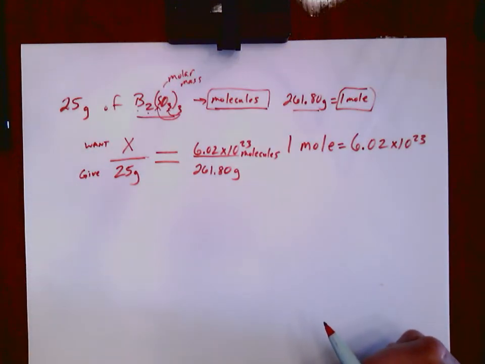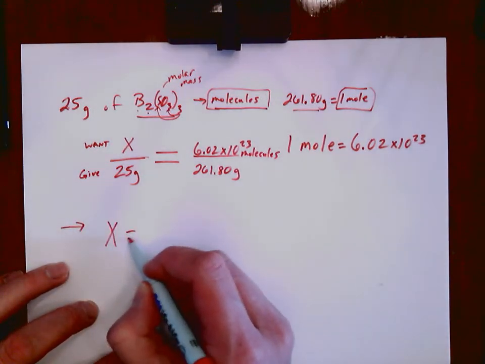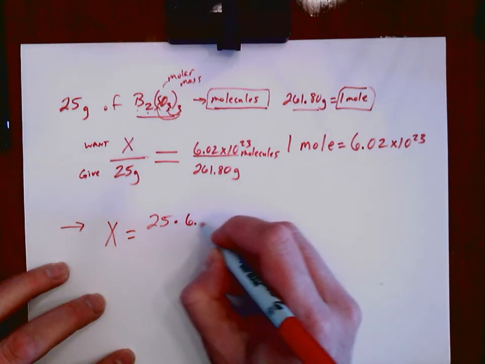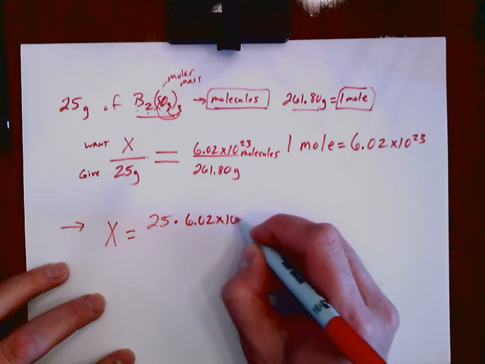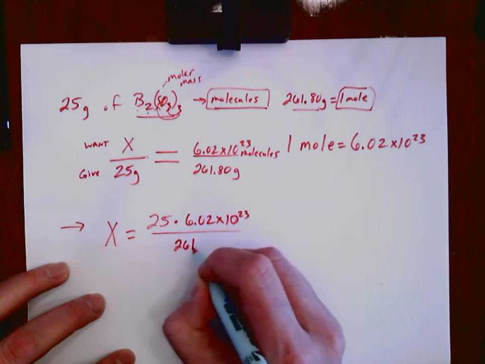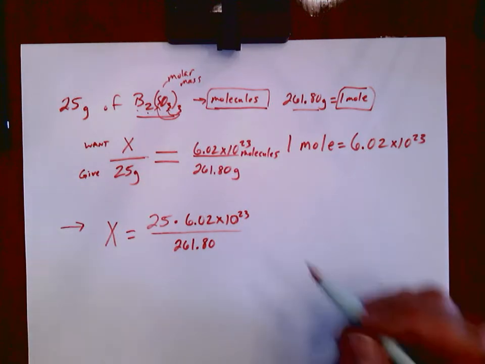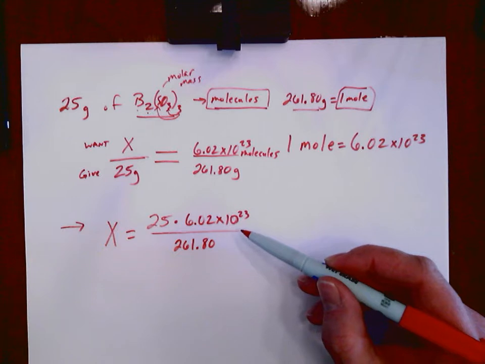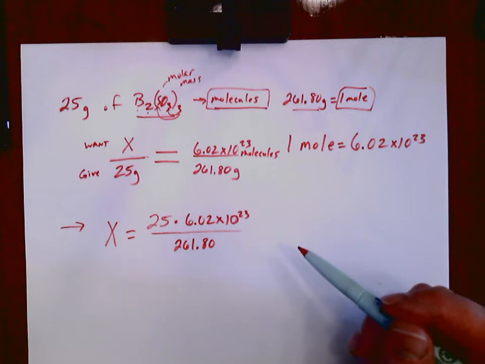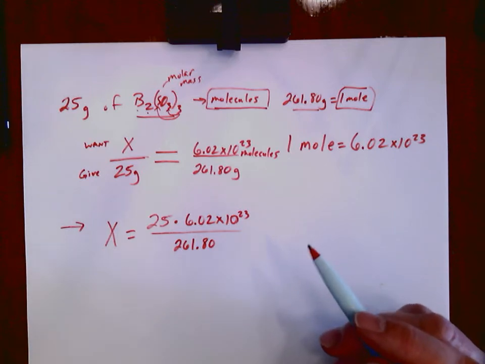Math-wise, I'm just cross multiplying here. So this is going to end up looking like this: X equals 25 times 6.02 times 10 to the 23rd divided by 261.80. The question some of you are asking is, how do we do this power of 10 on our calculator so that we get the right answer? Because if you do it wrong, it can give you the wrong answer, because your calculator is too dumb to know what you want it to do. So let's show you how to do that on a graphing calculator.